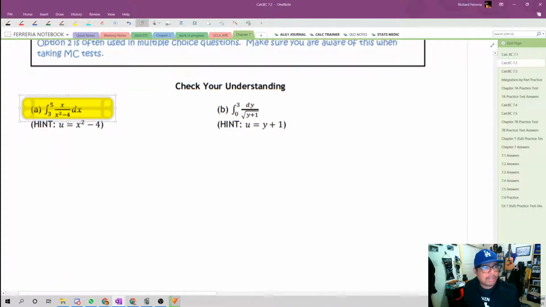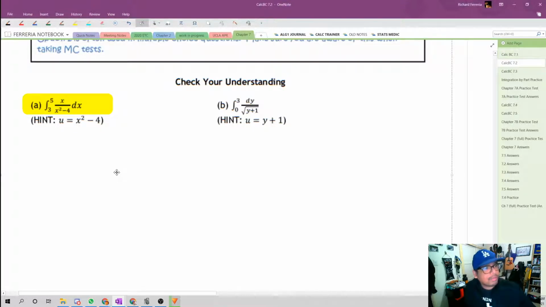Let's take a look at Check Your Understanding A. We've got the integral from 3 to 5 of x over x squared minus 4. I'm going to pretend I didn't see what the hint is. Looking at our integrand, sometimes the entire denominator is going to be your choice for u. So my entire denominator is x squared minus 4, and if I take the derivative of x squared minus 4, I get 2x. Now 2x, the 2 is not important. What's important is that I get that x, and the numerator of this is x dx. So I think that will be sufficient for a substitution, since all the important parts of the derivative appear in the integrand.